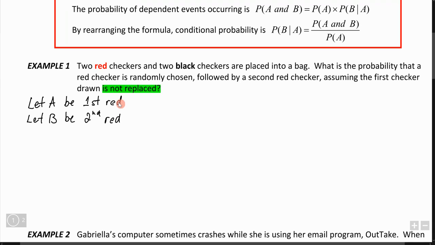So things have changed. The probability of event A, we can say, well, there are 2 red checkers out of 4 in total. And that's fine. If we reduce that into lowest terms, it's going to be 1/2. So you have a 50-50 chance of drawing a red checker.